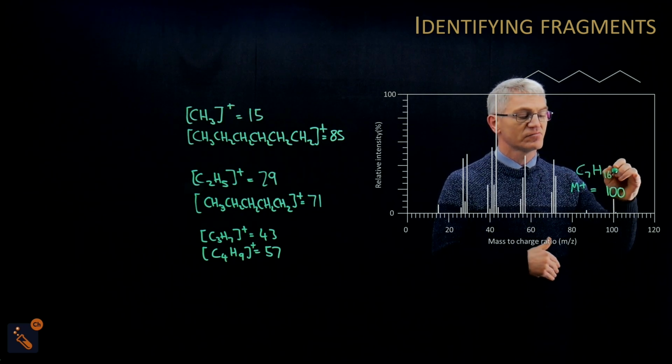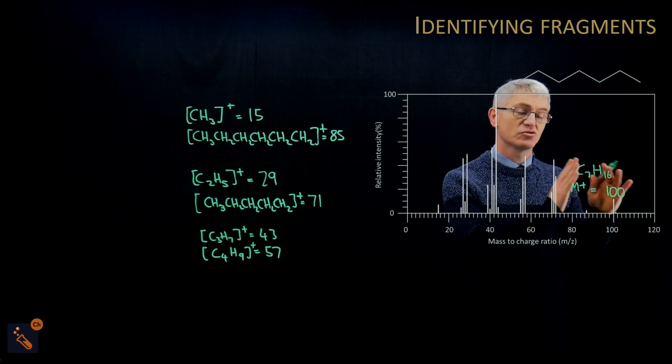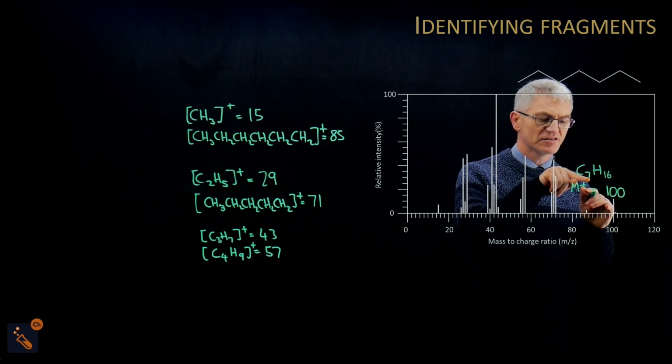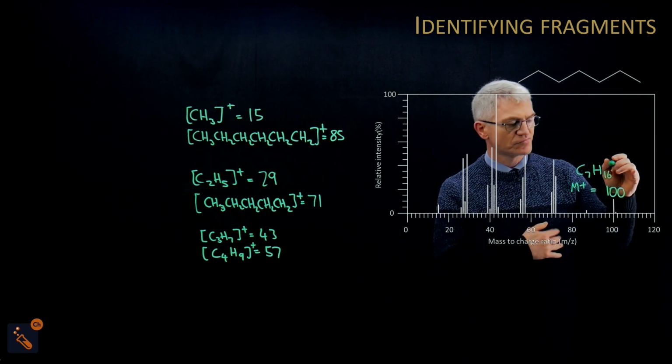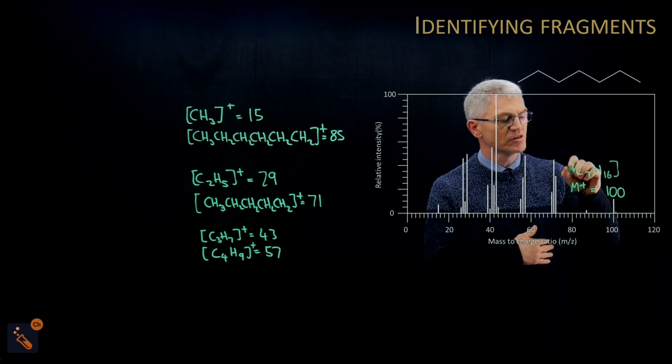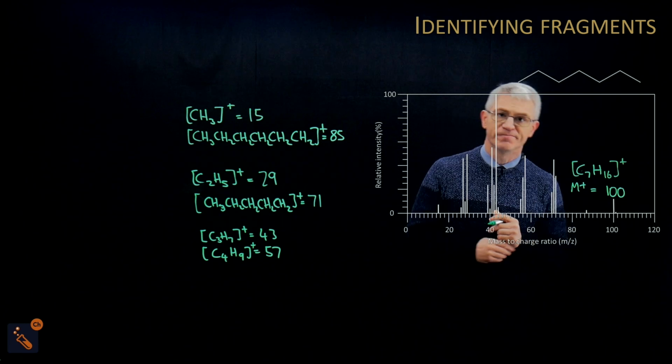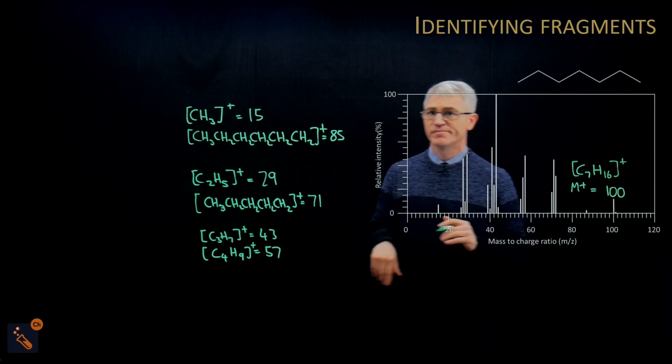Okay, 16, because this is n, and this is 2n plus 2. Okay, and then you can just put that, and that's your M+ fragment. So that will get you a mark straight away.